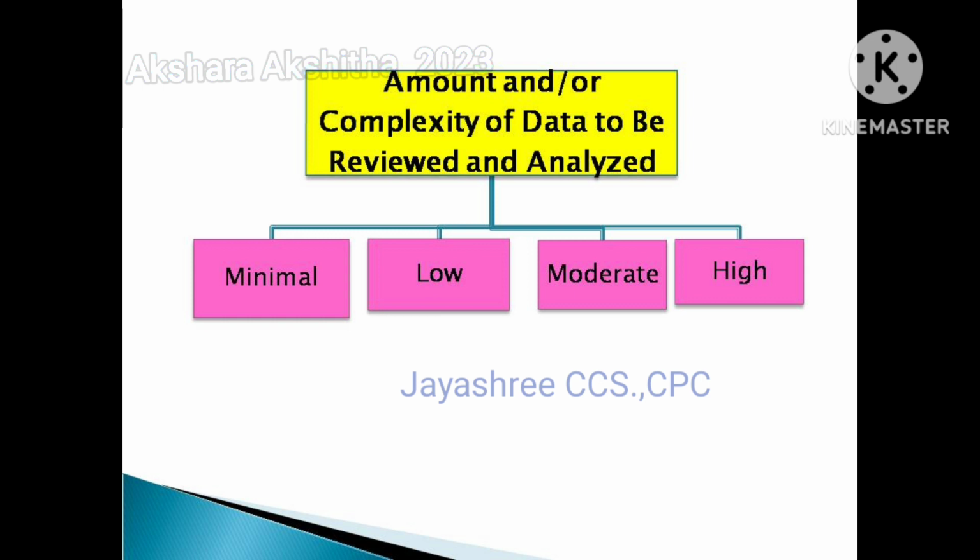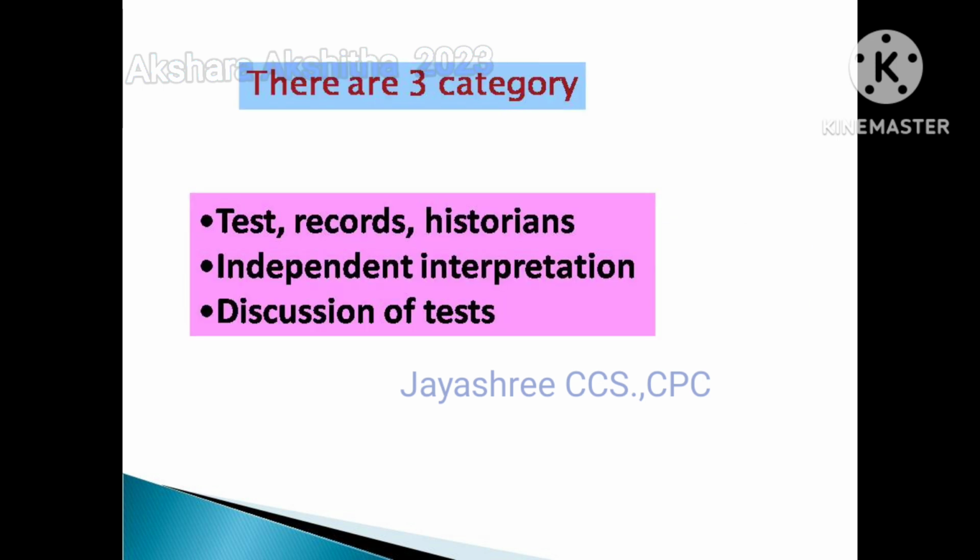To consider what is minimal, what is low, moderate, we need to choose based on three categories whether it is minimal, low, moderate, or high. The first category is tests, documents, historian. The second category is independent interpretation. The third category is discussion of test. Based on these categories only we have to consider whether it is minimal, low, moderate, or high level of the data. Okay, so this is the table.